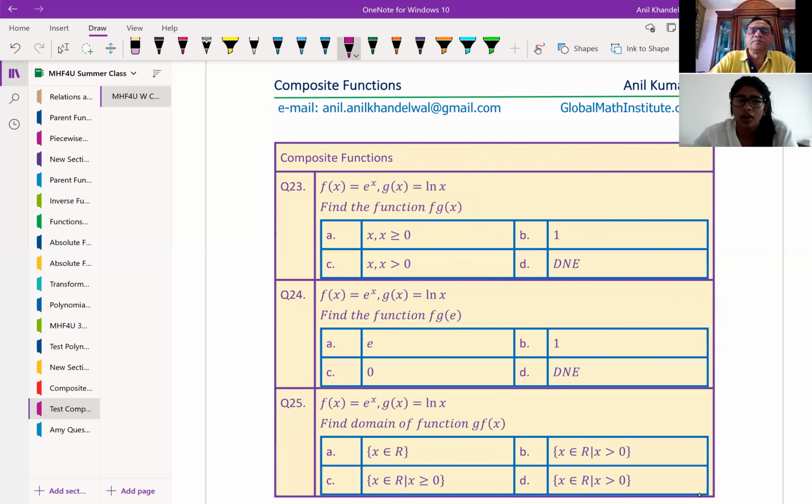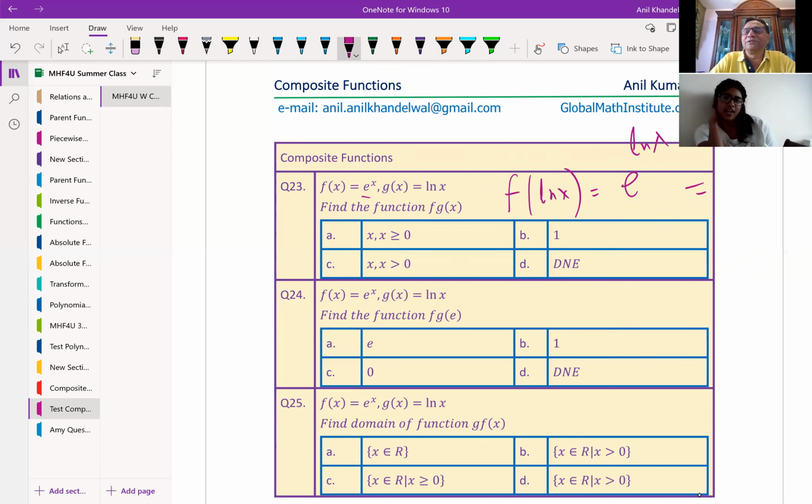Is it C? Okay, you wrote C. Let me work it out. So f of ln x is e to the power of ln x, and ln x is equal to x. Why did you tell me C? Because e to the x is the domain is x where it's greater than 0, because it never touches the asymptote, the x-axis. Perfect. So you got the right answer.